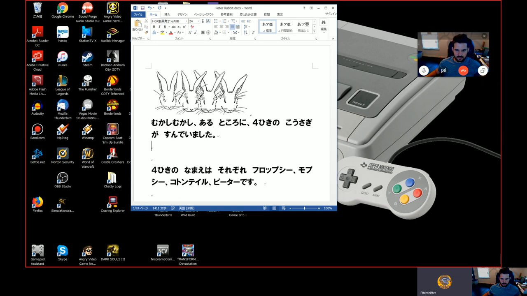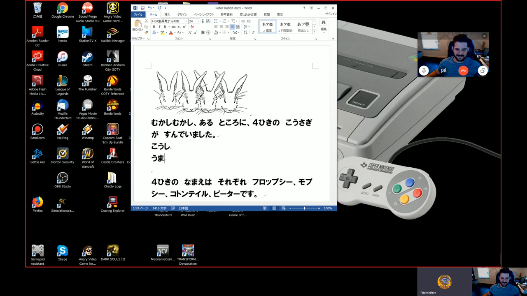Kousagi means little bunnies. Do you know the word ushi? It's an animal, cow or ox or something like that. And koushi means little cow.